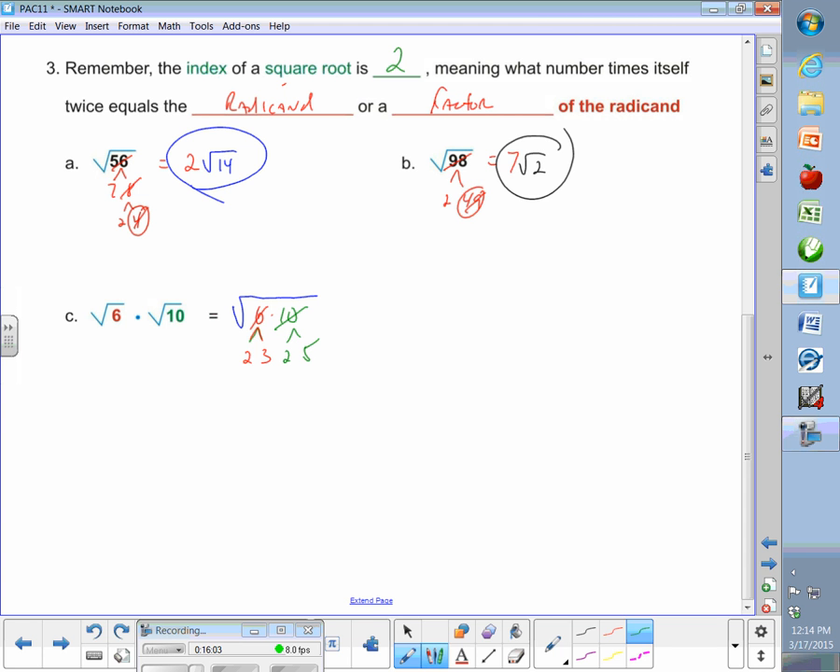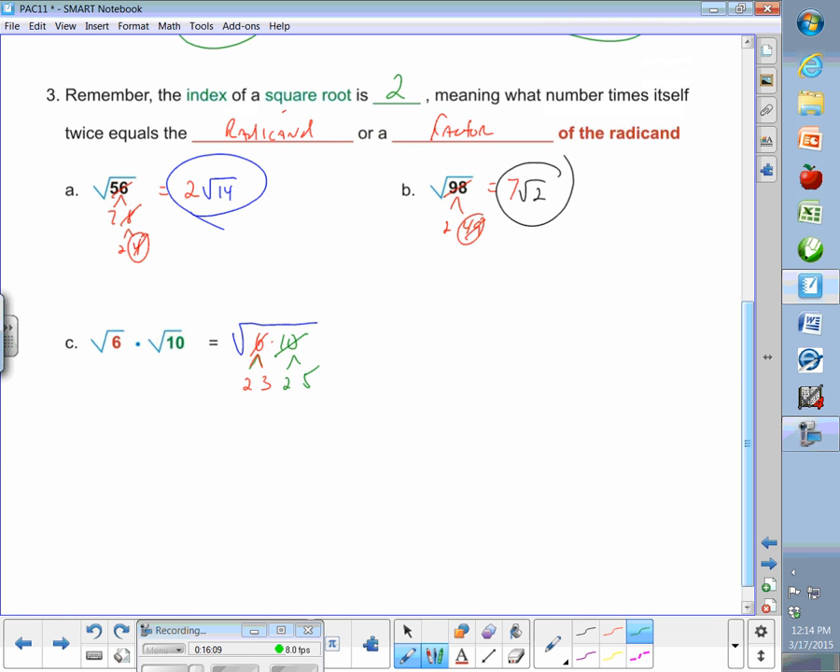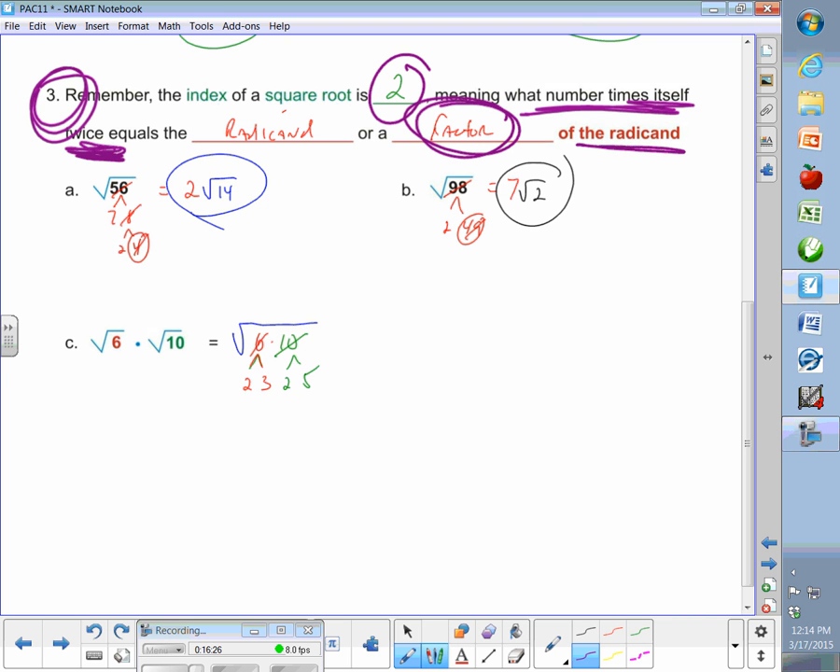Anybody see anything you can take the root of? You don't? Hold on a second, please. Let me go back to the definition here. Everybody look at number 3. Let's read it again. Remember, the index of a square root is 2, meaning, watch now, what number times itself twice equals the radicand or is a factor of the radicand?